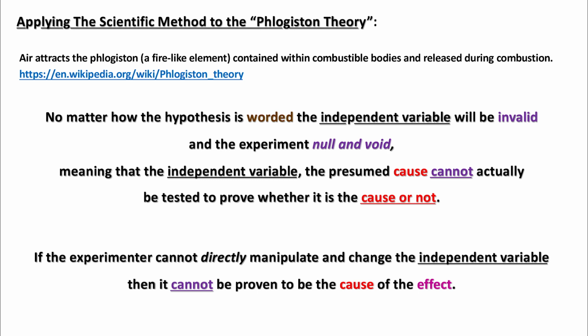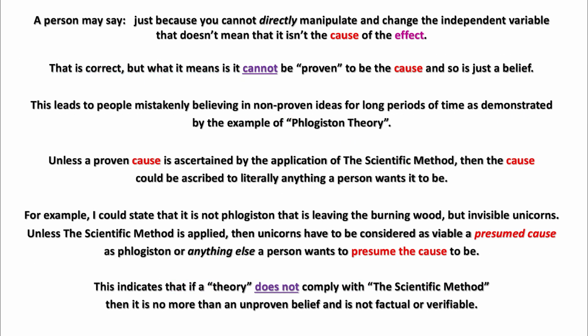If the experimenter cannot directly manipulate and change the independent variable, then it cannot be proven to be the cause of the effect. A person may say, just because you cannot directly manipulate and change the independent variable, that doesn't mean that it isn't the cause of the effect. That is correct, but what it means is it cannot be proven to be the cause and so is just a belief. This leads people to mistakenly believing in non-proven ideas for long periods of time, as demonstrated by the example of phlogiston theory.